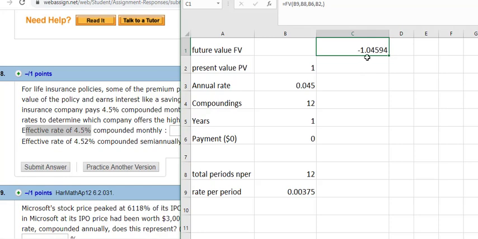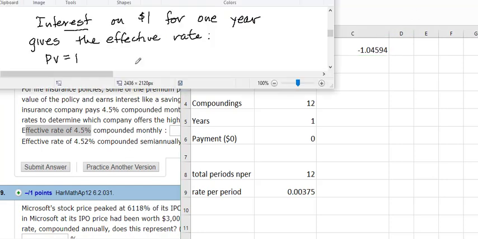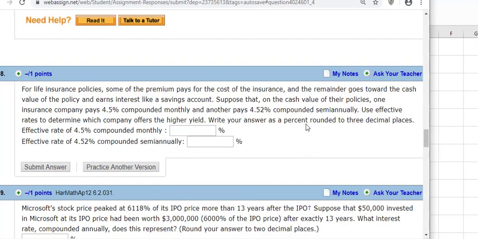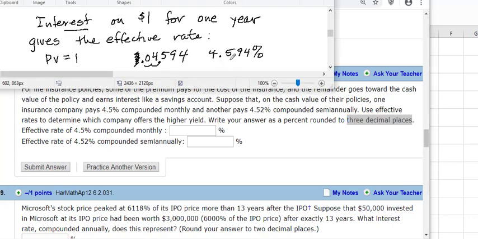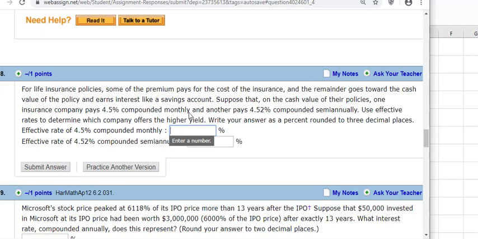My $1 grew to $1 and 0.4594. Read this like a percent. I now have 104.594% of my money. So I want the interest only, so take off this original dollar. My money grew by 4 cents and a little bit. Make this into a percent by moving the decimal 2 places. That number is read as 4.594%. And then they want me to round to 3 decimal places. There it is, 594.